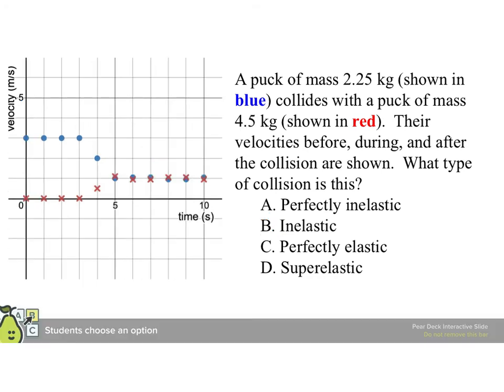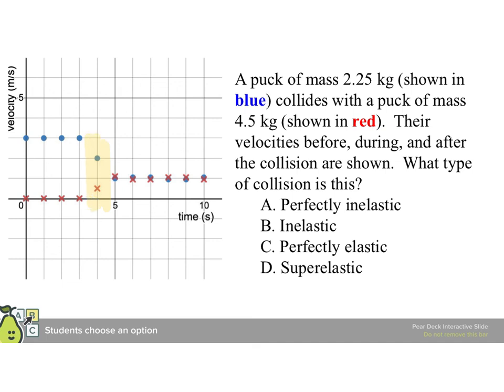All right, a puck of mass 2.25 kilograms, shown in blue, collides with a puck of mass 4.5 kilograms, shown in red. Their velocities before, during, and after the collision are shown. What type of collision is this? So we look over here, and we could do the same thing. We could check the momenta, but we'll take their faith on it. We should note that the collision time is something like this very short collision time, which is fine.